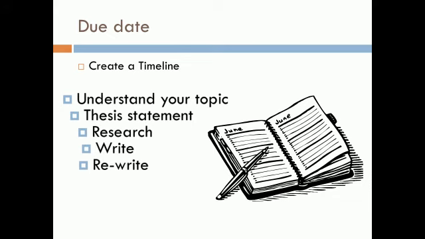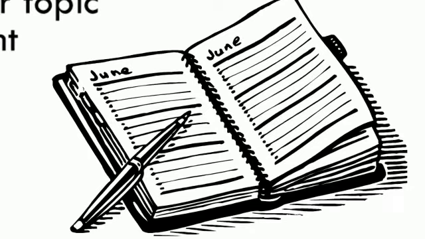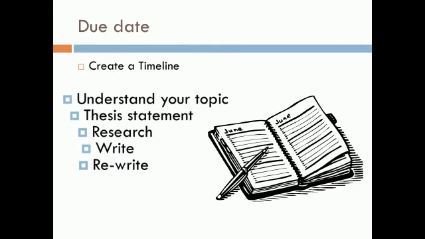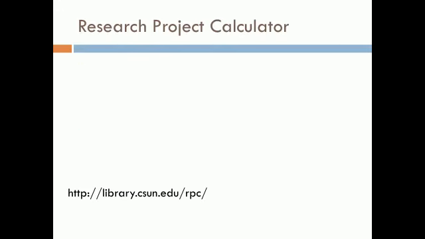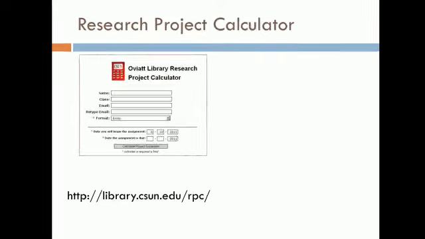It helps to write all the dates down in your calendar. So, if you've got 4 weeks until a project is due, make sure you have enough time for all these different steps. The library has resources available to help you create your own personalized timeline, like the Research Project Calculator.